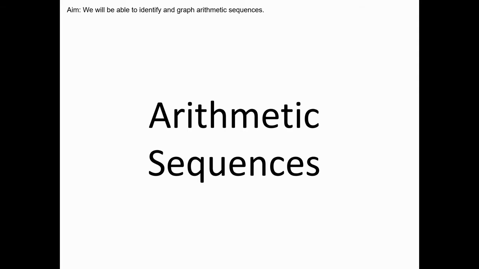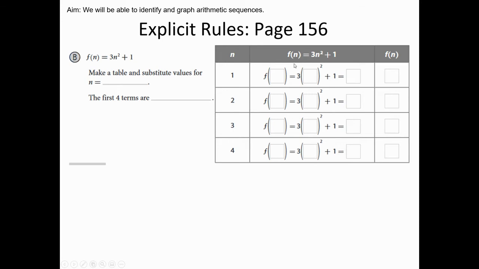But what we're going to do is look at some equations and see how they can represent sequences, patterns, and also how we can properly graph this. So let's go ahead and take a look at an example on page 156. We're going to first take a look at something called an explicit rule.